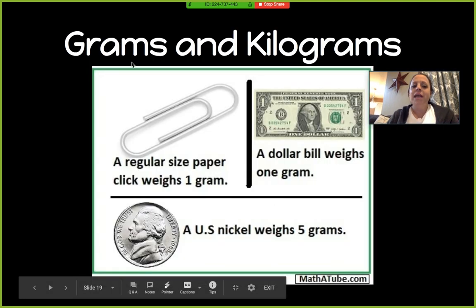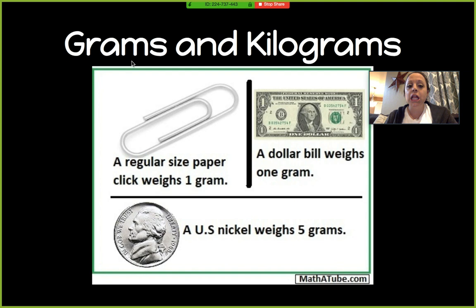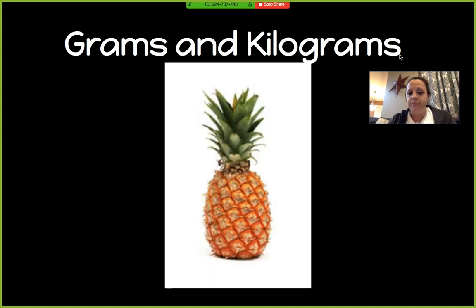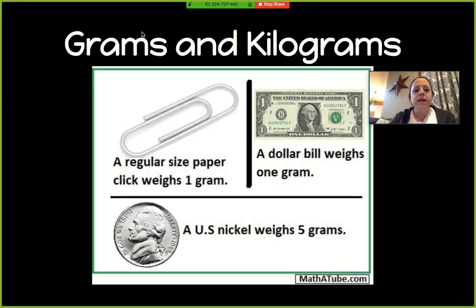Okay, now we're going to look at grams and kilograms, which are mass. Mass is how much something weighs, okay? We usually talk about pounds or ounces. The metric system, they use grams and kilograms. Think of a gram as being like an ounce, and a kilogram as being kind of like a pound. They're not exactly equal, but kind of the same concept.